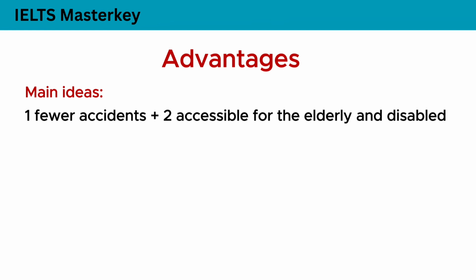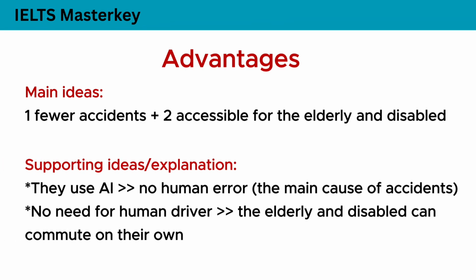Now, for each main idea, we'll brainstorm supporting explanations and examples. For the first one, we can say that driverless vehicles use AI technology, which eliminates human errors such as drunk driving or distracted driving. Since human error is the main cause of road accidents, this technology would generally reduce accidents. And remember, in the planning stage, we do not write full sentences. We only use keywords to save time.